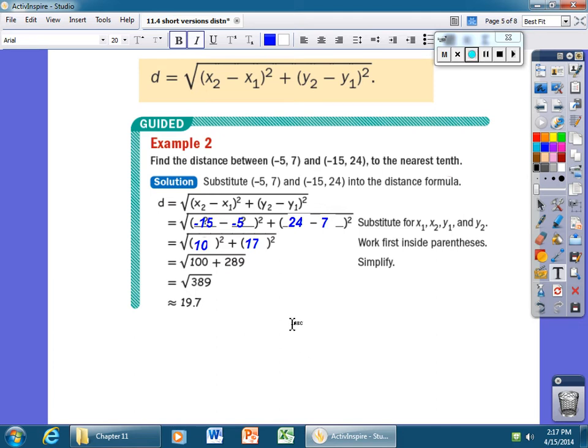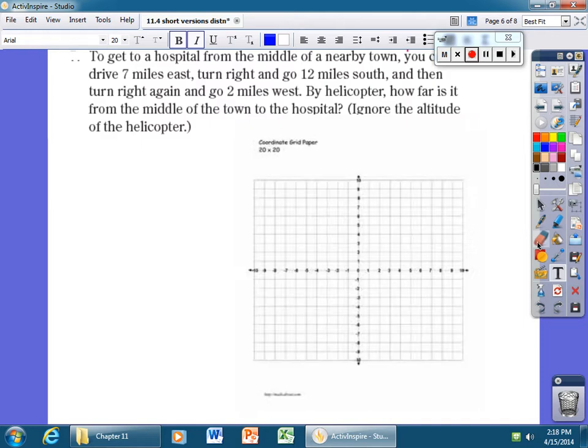Notice that there's no units on here. It would depend upon the size of the units in your coordinate plane, what the units would be. Okay, so let's look at another example.